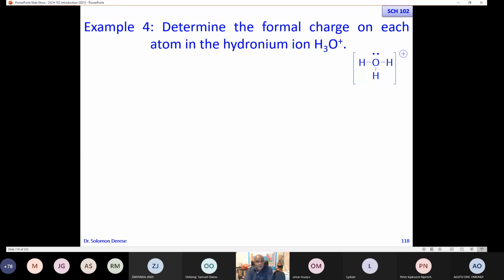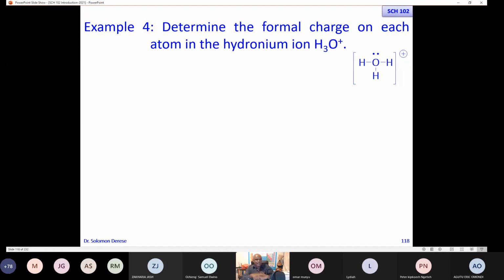How many were the valence electrons of the oxygen? 6. The valence electrons of the oxygen were 6. How many electrons did it use in forming this molecule? 5. 6 minus 5 is positive 1. So the charge on the oxygen when this molecule of H3O+ is formed is +1.